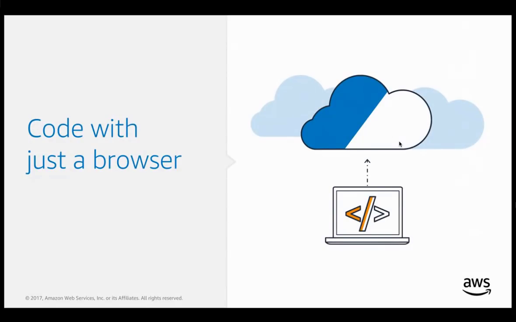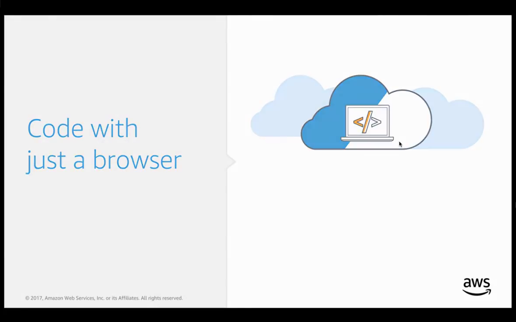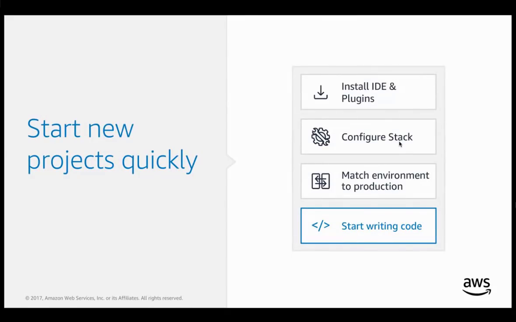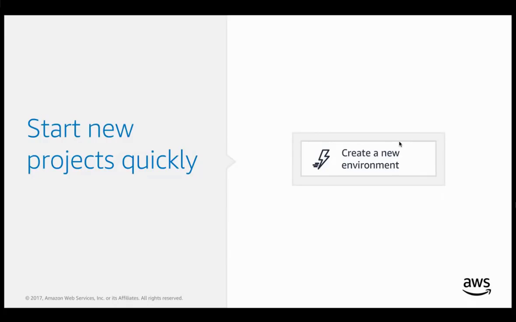So really, Cloud9 is an IDE running in the browser. So you can launch a Cloud9 IDE from any machine, any laptop, any desktop station, as long as you have a browser. You can very easily and very quickly start new projects. So as I mentioned earlier, usually you would be installing the IDE, you would install plugins, you would configure your stack, you would then try to match your environment to production, and only then would you start writing code. With Cloud9, all of this is now one single step. You just create a new environment and all your configurations are just there.